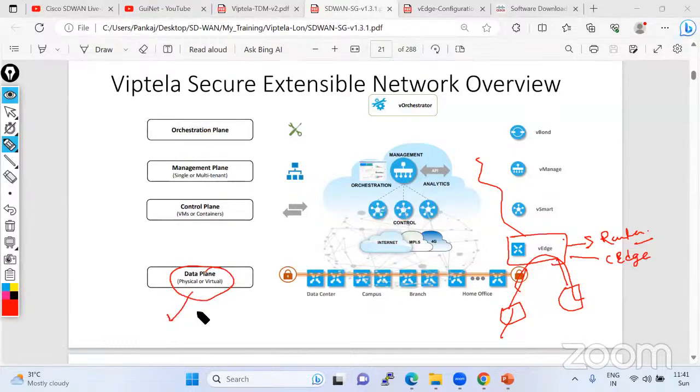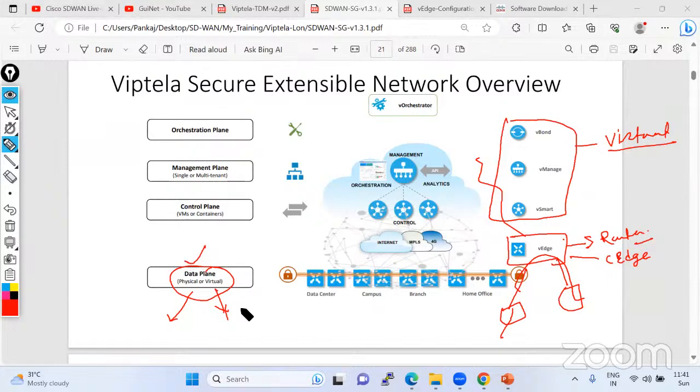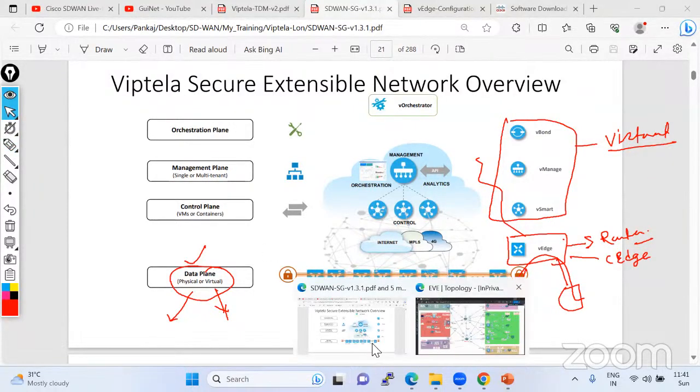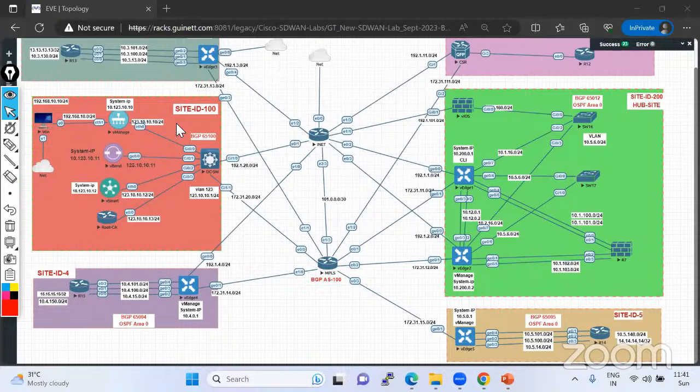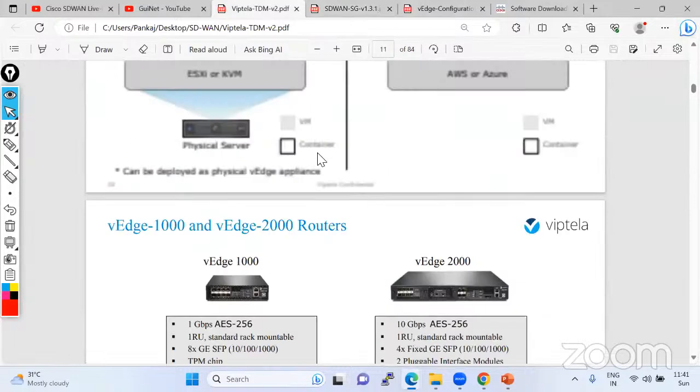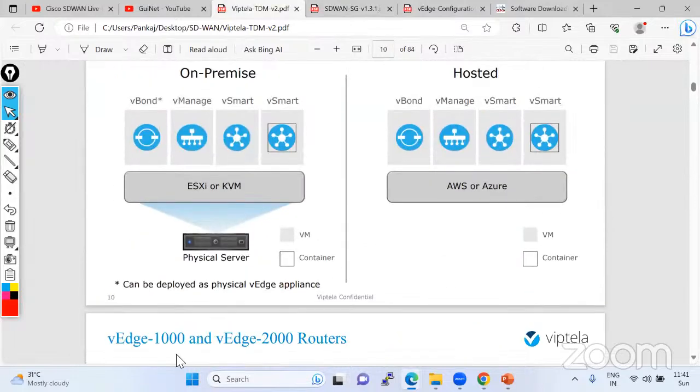It could be a physical box or it could be a virtual box. The router could be physical, but these controller devices are never going to be a physical box. They are always going to be virtual. They are not physical devices, but the routers can be physical or virtual. So in our labs, everything is virtual, because we are doing this lab and we cannot integrate hardware. These are all virtual. But let me show you some components of the SD-WAN edge devices.